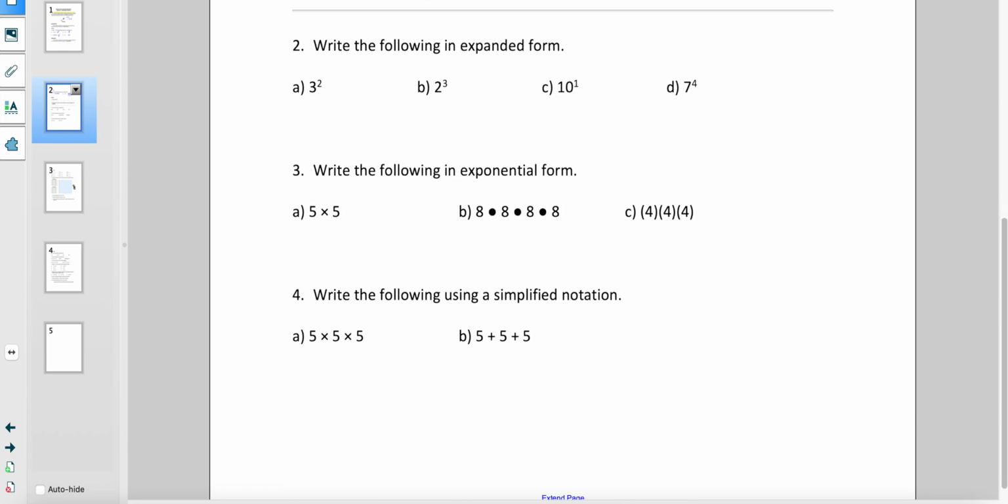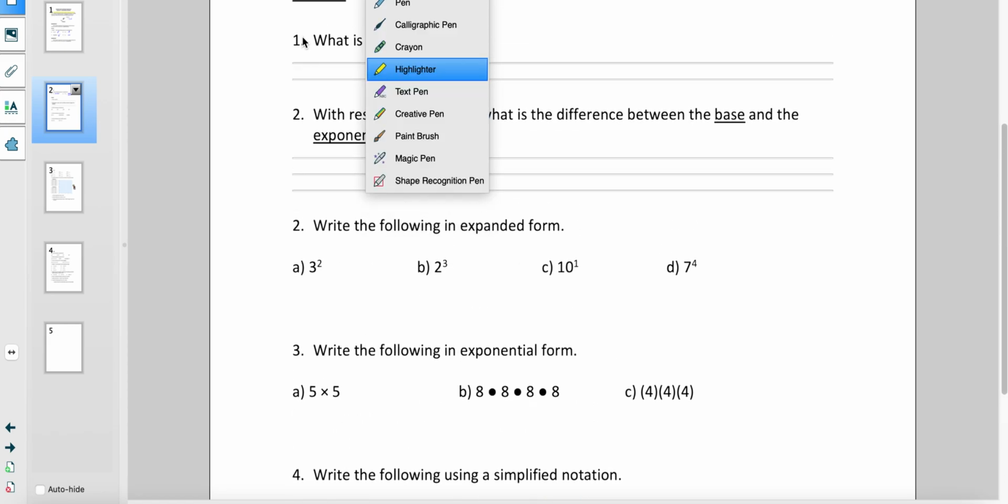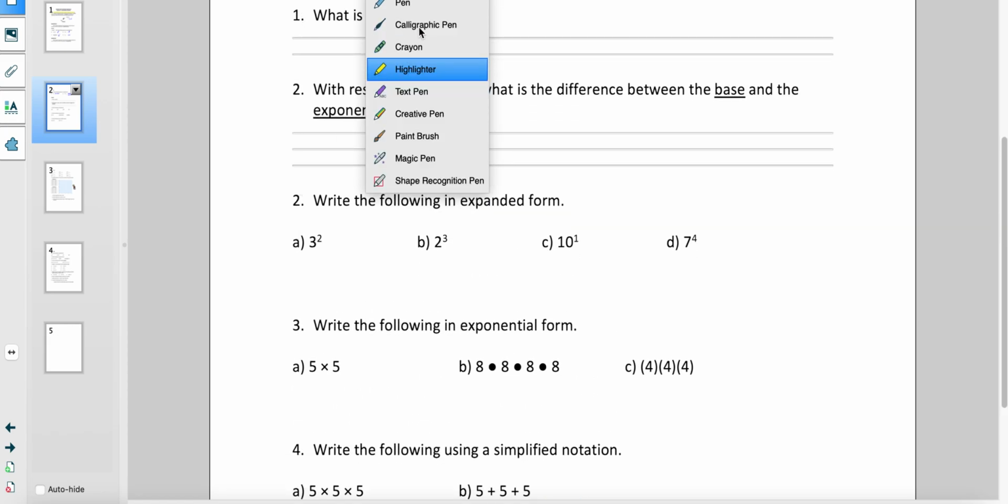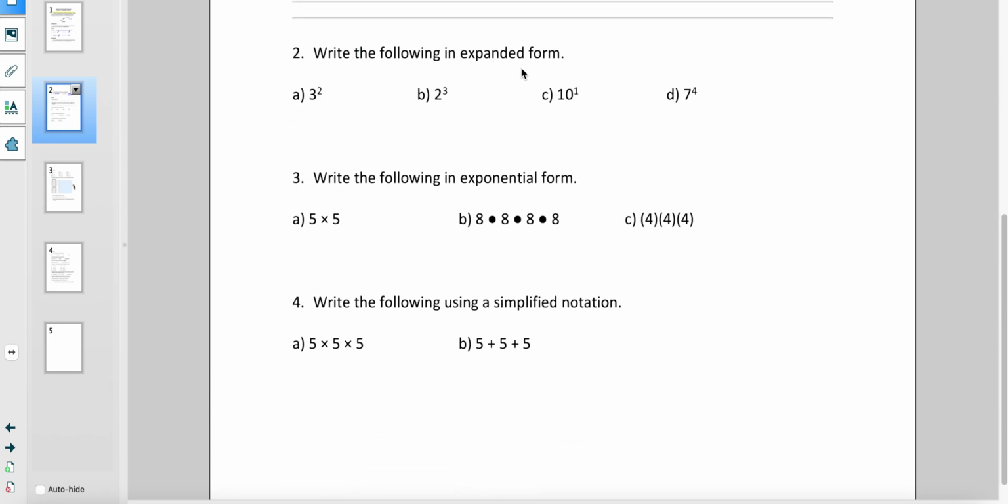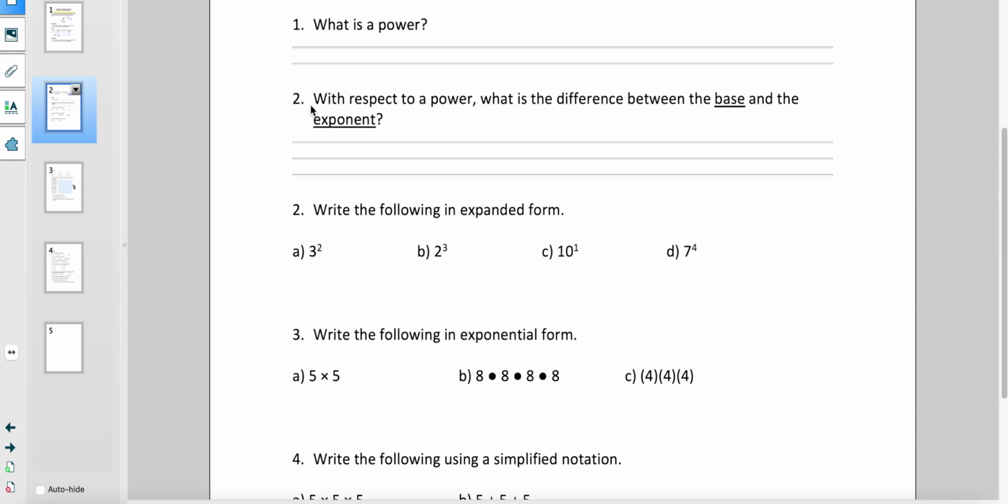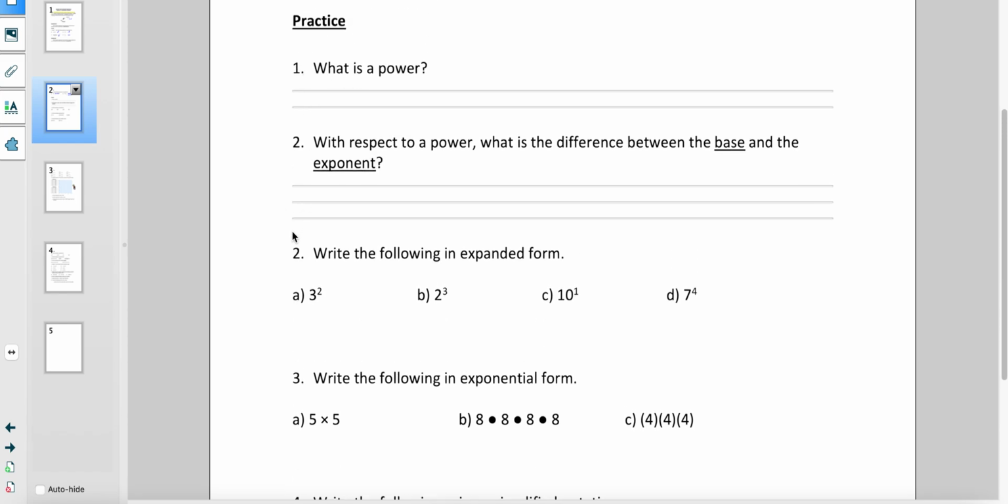Okay, but let's go on with the next question, so this should be question 3, my mistake here. Write the following in expanded form. Just like we were doing previously, what I would encourage you to do right now is maybe pause the video, complete questions 1, 2, and the second 2 here, and then unpause the video and check your solutions for A, B, C, and D.